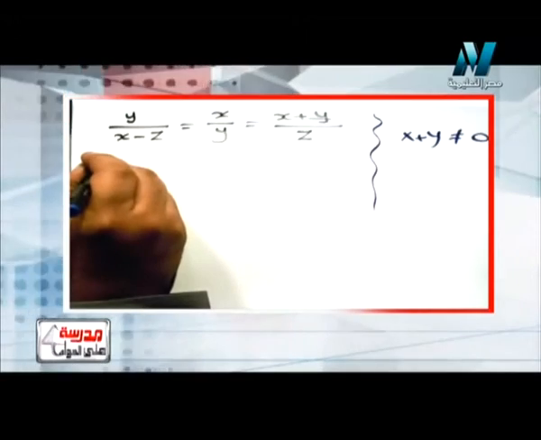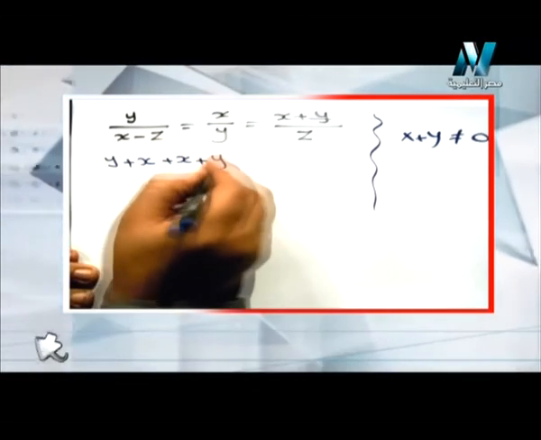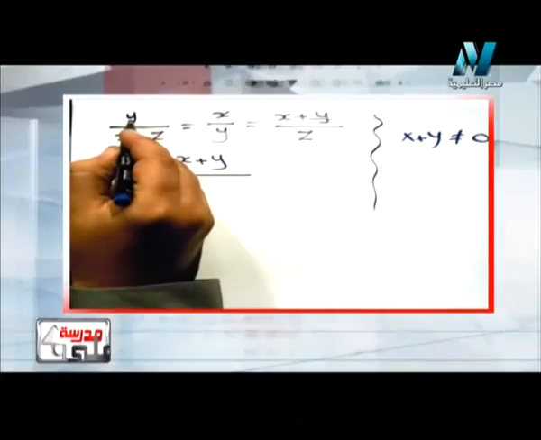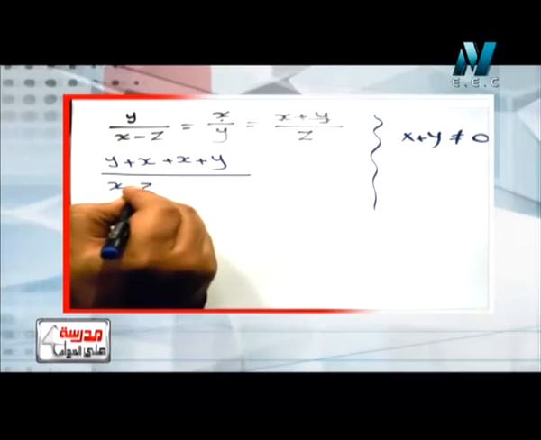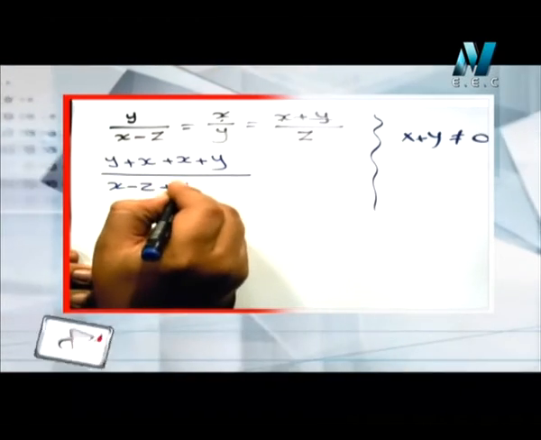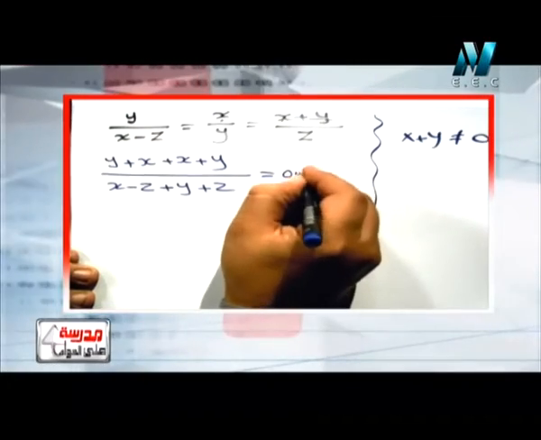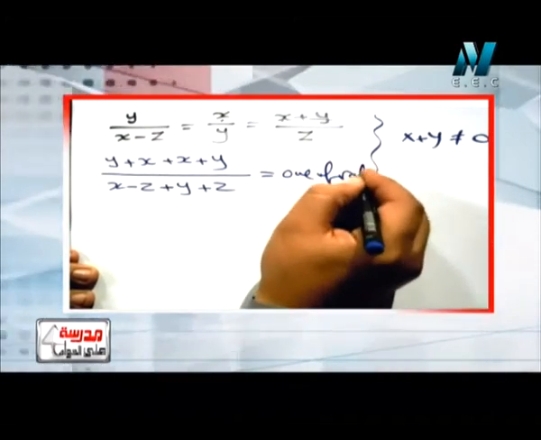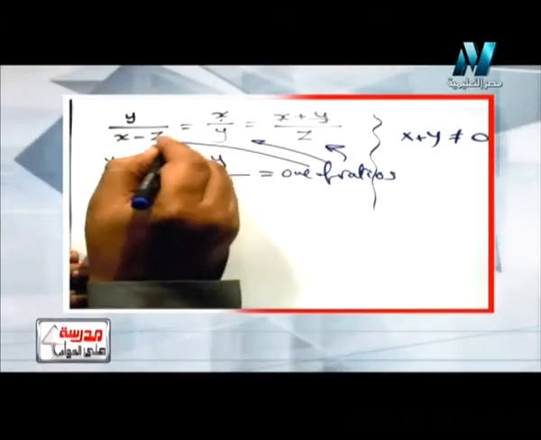So if we have y plus x plus y over, as you see, I add y plus x plus y over x minus z plus y plus z, and this equals one of the ratios that we have here, equal to this one or this one or this one. Now let's work out on this.